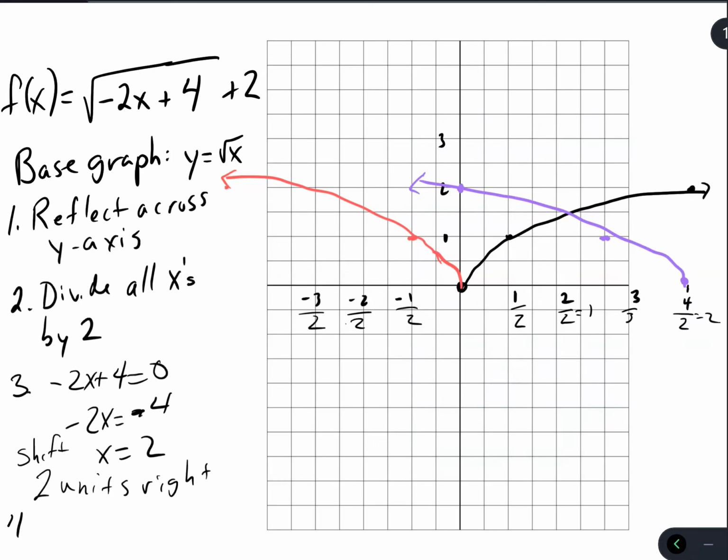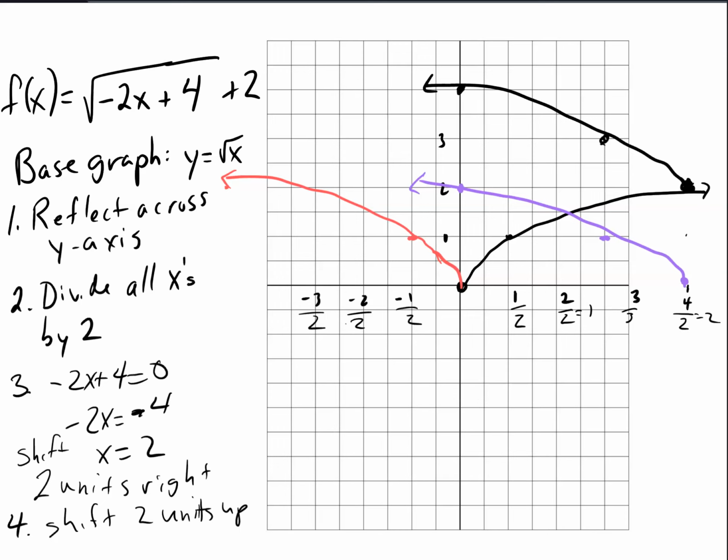Finally, we've got the plus 2 on the end. That's going to affect the y coordinates because it's outside the function. And since it's positive, we're going to shift 2 units up. So this point's going to go up to here. This point's going to go up to here. This point's going to go up to here. And then this will be our final graph. Again, on these, I'm not looking for perfection. I'm looking for that you understand how to do the transformations.